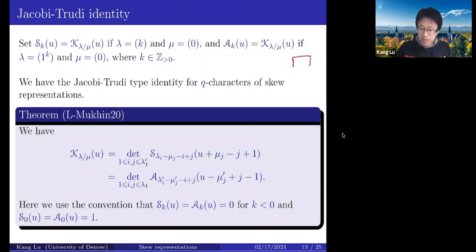So those shifts come from the following. Suppose I have a skew Young diagram, for example, like this. Those numbers correspond to the content of the first box of each row. And similarly, those shifts correspond to the content of the first box for each column. Those are the meaning of these shifts.